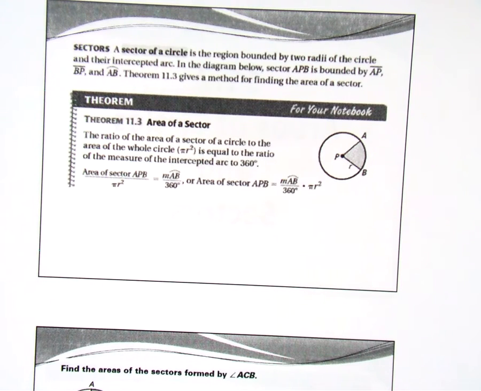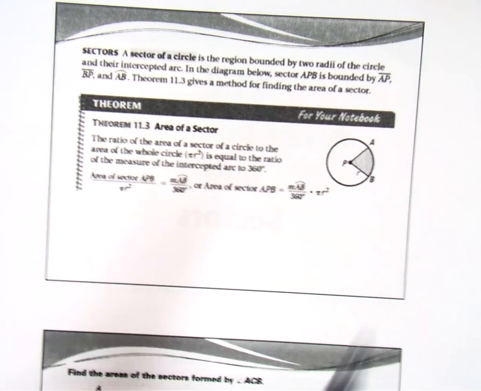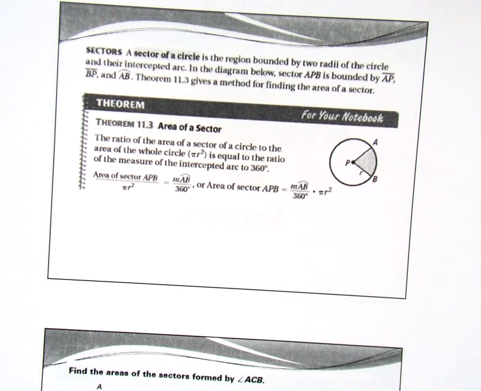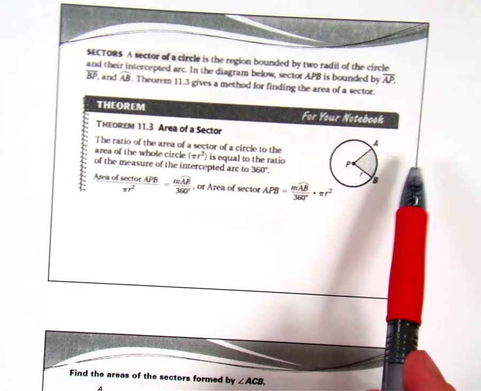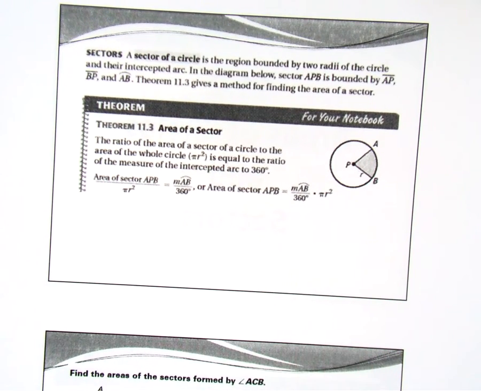Okay, a sector is a region bound by 2 radii of the circle and their intercepted arc. Okay, it's going to be a piece of the circle, a fraction of the circle, a piece of the pie. The ratio of the area of a sector of a circle to the area of the whole circle is equal to the ratio of the measure of the arc to 360. So just like what we did yesterday with arc length, where arc length is the fraction of the circle times your circumference, to get your area of a sector, it's going to be your fraction of the circle out of 360 times pi r squared.